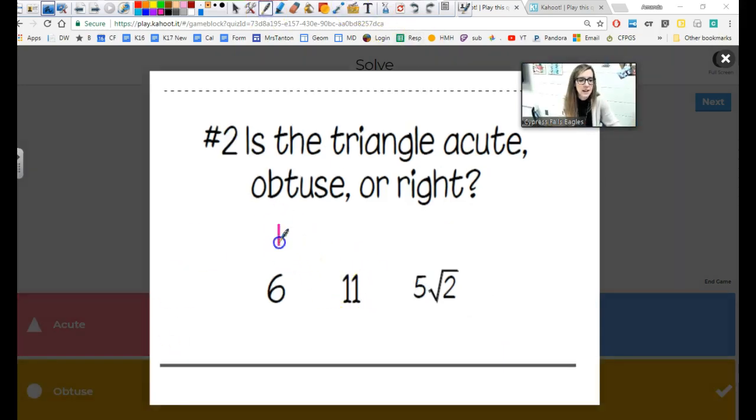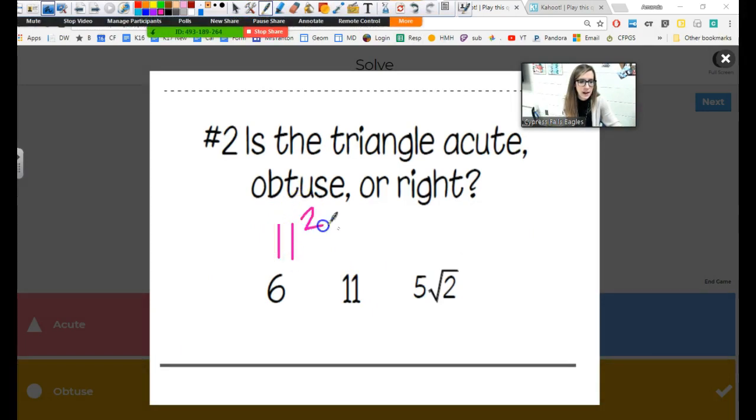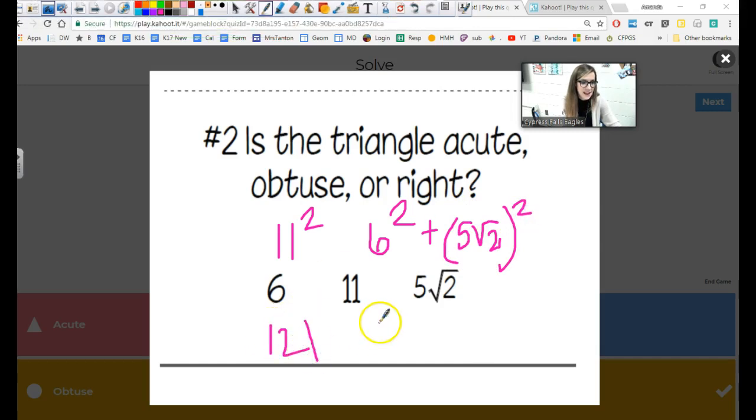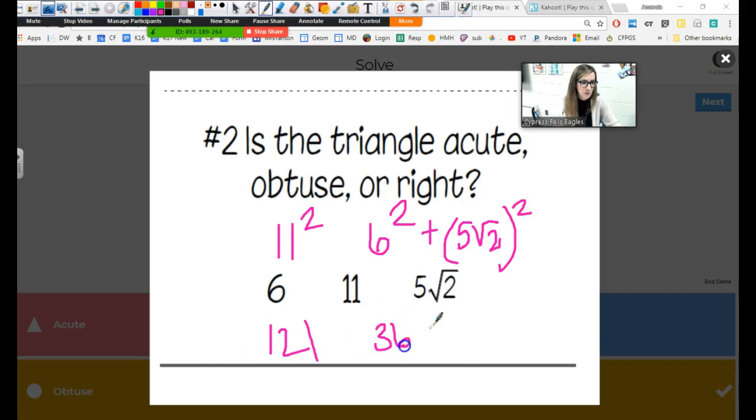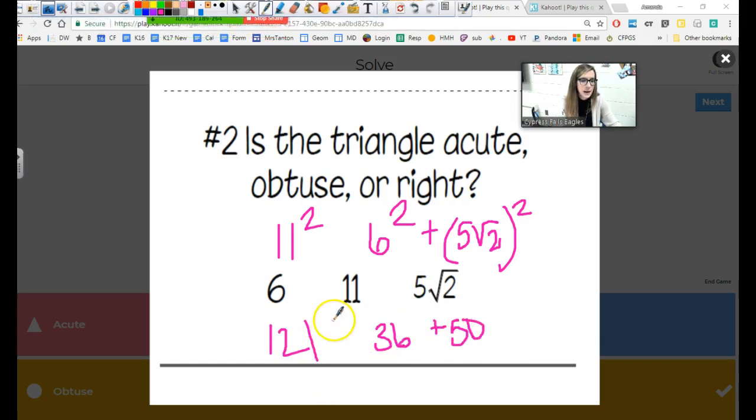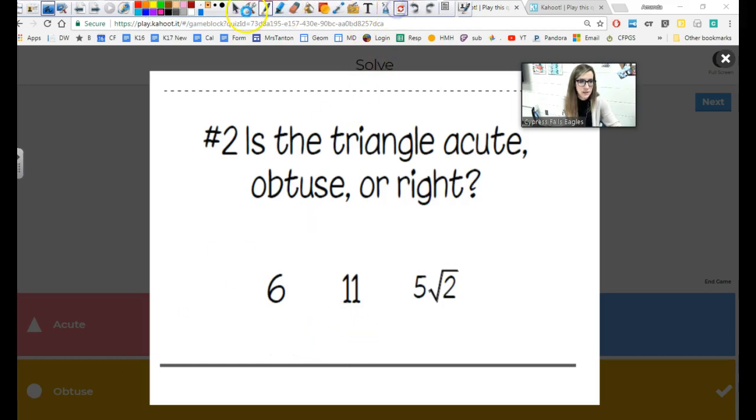Very good. So we've got 11 as our C squared. Okay, be ready this time. What is 5 root 2 squared? All right, thank you. So C squared wins this time, making it obtuse.